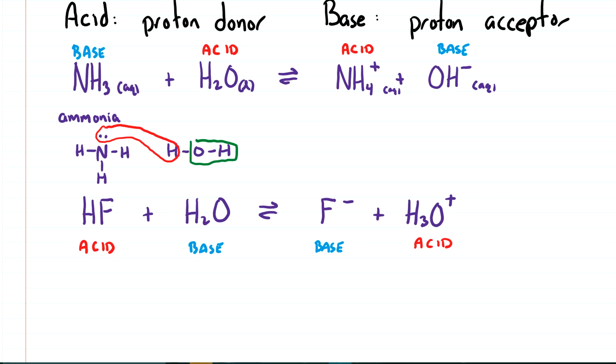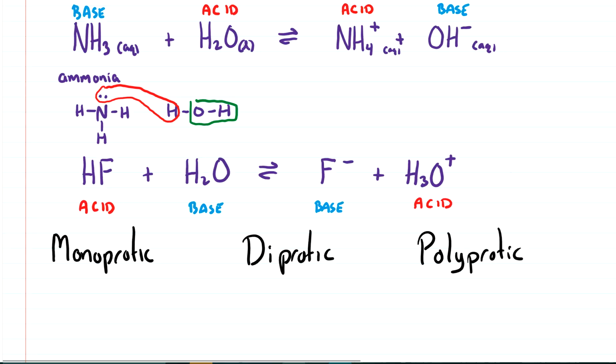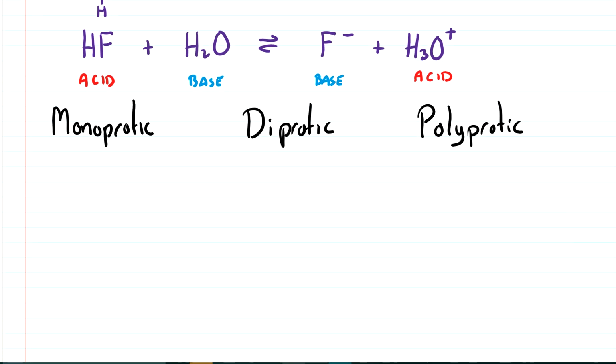Okay, so depending on the type of acid you have, acids can sometimes donate more than one proton, and so they have different names. We have what's called monoprotic, diprotic, and polyprotic. Protic usually refers to the number of protons that can be transferred. An example of a monoprotic acid would be something like HF above, or we saw earlier hydrochloric acid. Those are all monoprotic, one H to give.